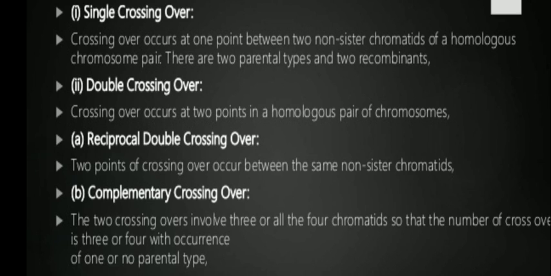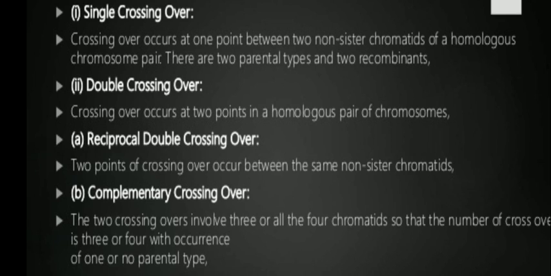And there are two types of double crossing over. One is reciprocal and the second one is complementary. When the 2 points of crossing over occur between the same non-sister chromatids, that type of crossing over is known as reciprocal double crossing over.